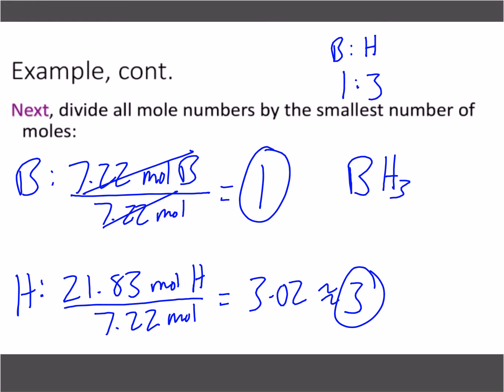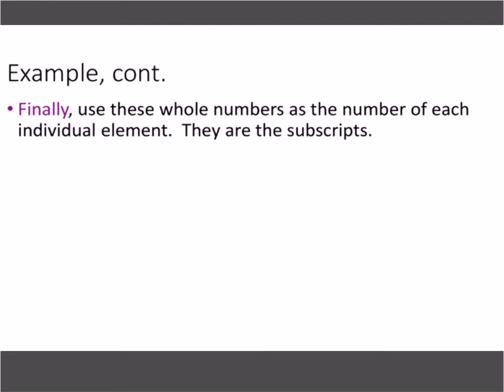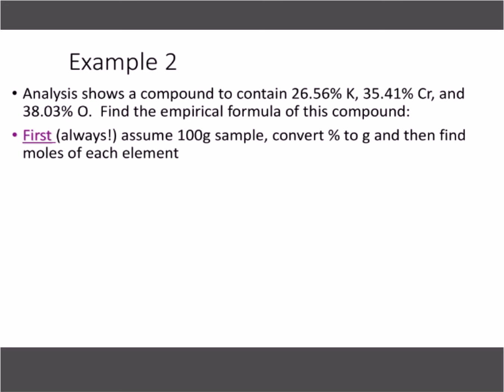All right, so to get that compound, one new step, really the last thing, guys. We've done grams to moles, easy. The last new step is to divide by the smallest number of moles to get a ratio between them. That's all we're doing. Let's do another example here together. Our final answer was BH3. All right, here we go.